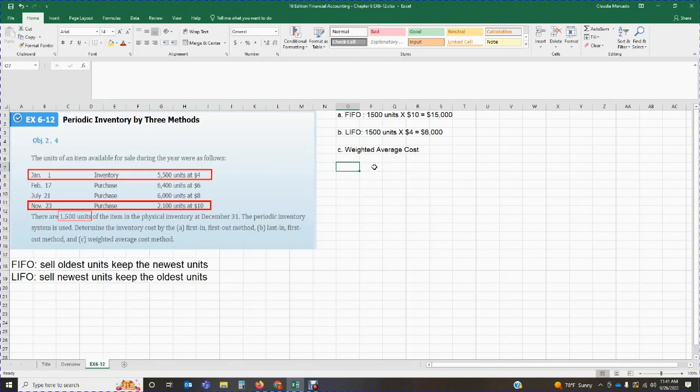So let's do a calculation for this one. These are my units, and this is my cost. We have 5,500, and my cost was 4. Then we had 6,400, my cost was 6. Then I have 6,000, my cost was 8, and then I have 2,100, and my cost is 10. All I did was copy this information over here so I can get my cost of goods available for sale.